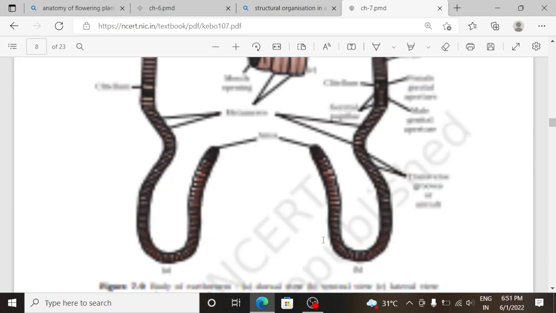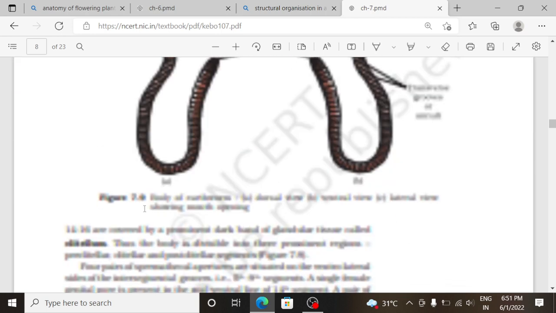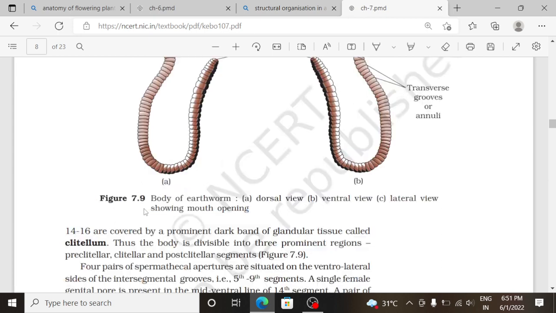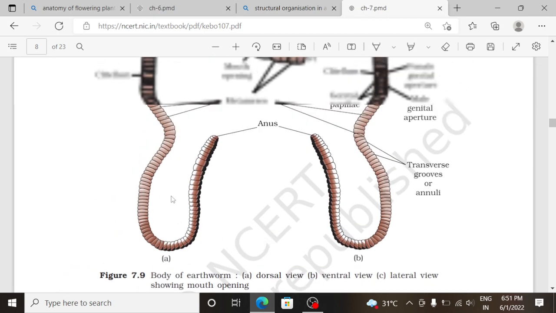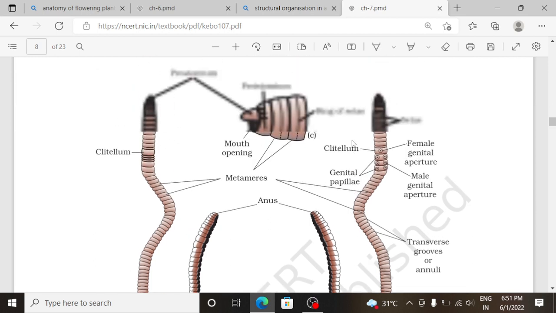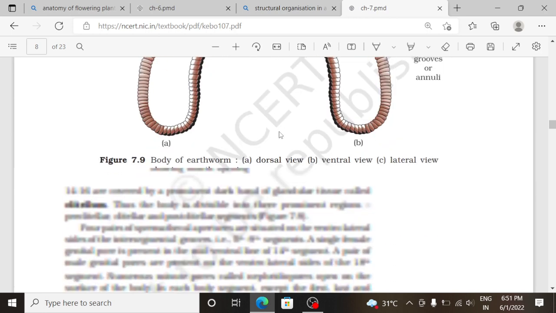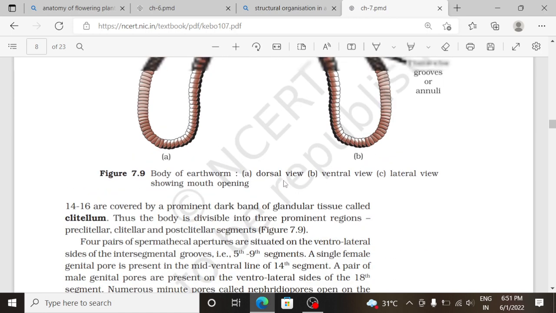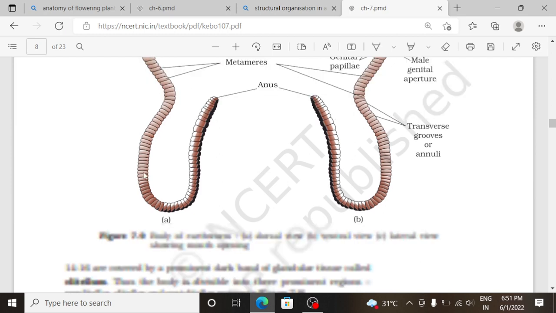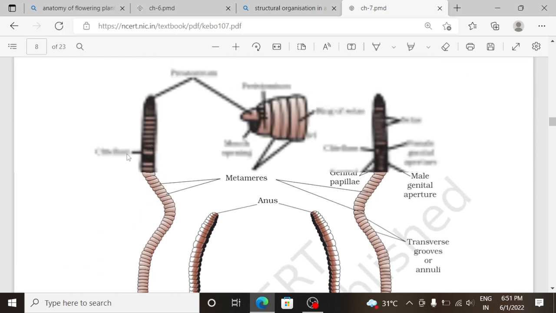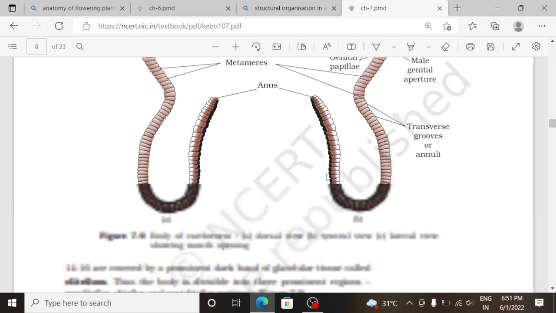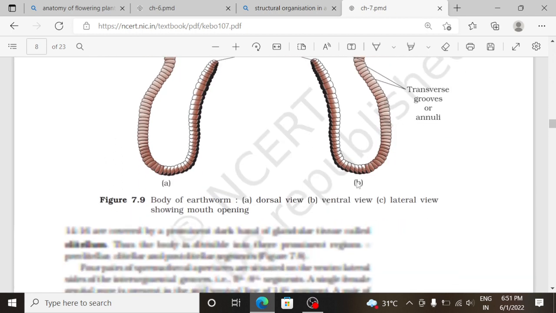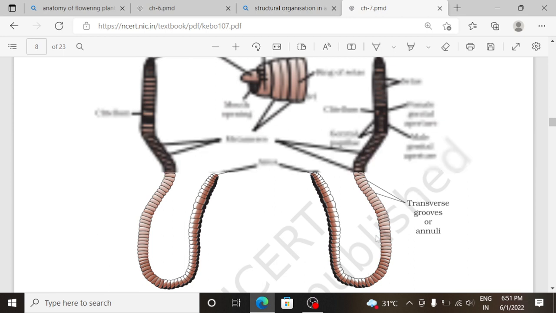Then is the diagram of the body of earthworm. See, the A diagram is dorsal view, B is ventral view, and this C diagram is lateral view, showing mouth opening. So here you can see dorsal view of the earthworm. Here you can see the clitellum and the prostomium. In this, this is the dorsal view, this is the ventral view.